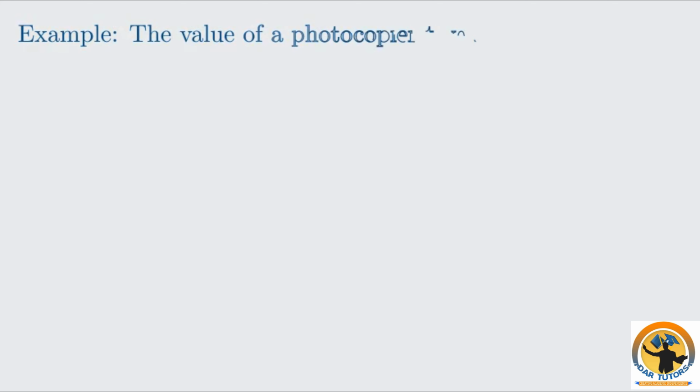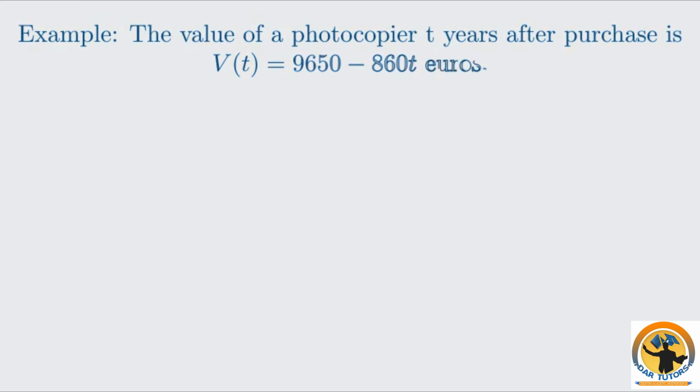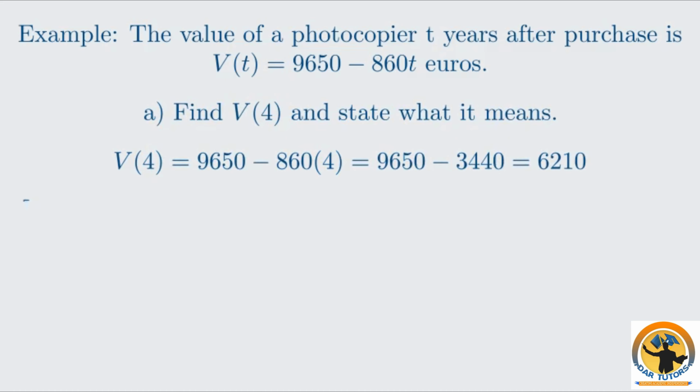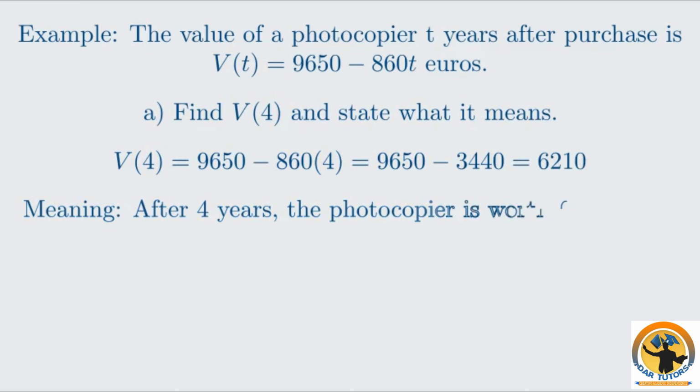Let's look at a real-world application. The value of a photocopier t years after purchase is given by the function v of t equals 9,650 minus 860t. First, let's find v of 4. Substituting 4 for t gives 6,210. This means that 4 years after purchase, the photocopier is worth 6,210 euros.